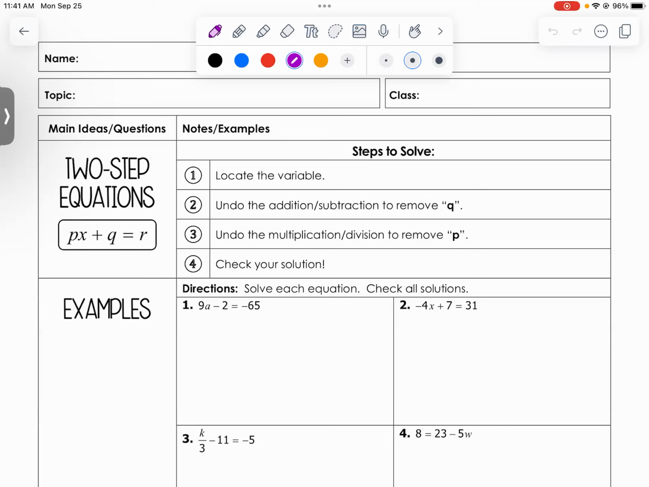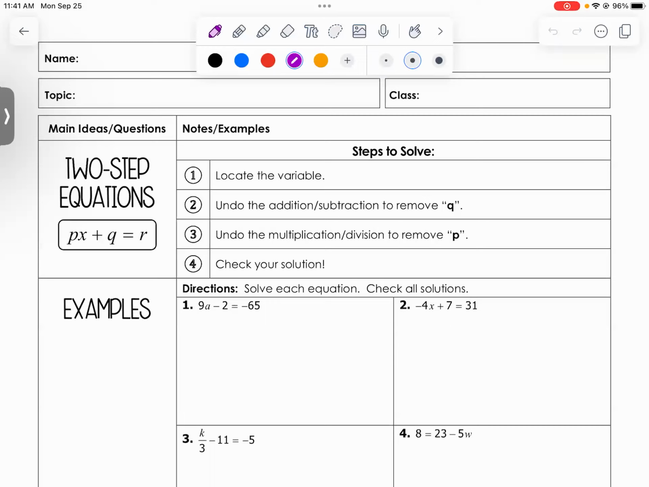Now we're going to be working on equations that require us to do 2 steps. So we're going to need to be pretty careful with our work. We're going to need to especially show our work because we have more that we need to balance out.